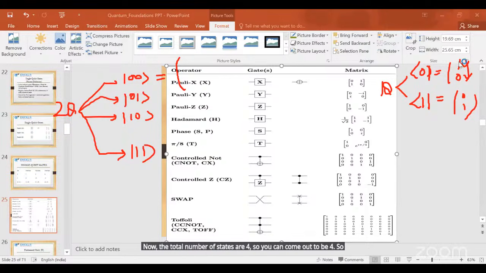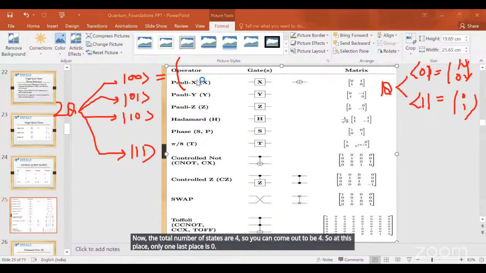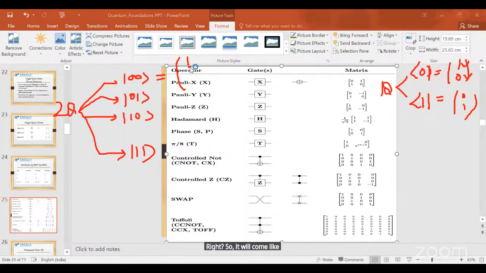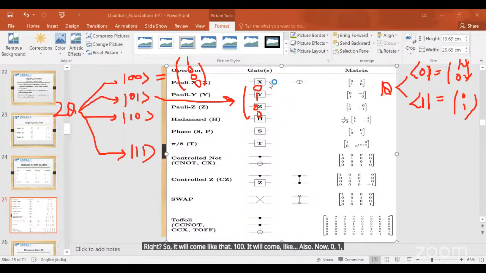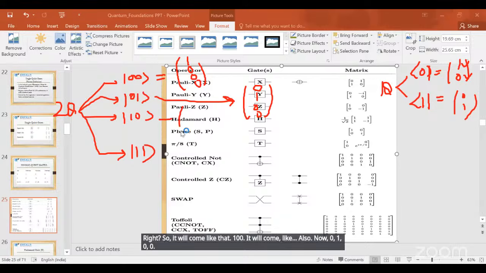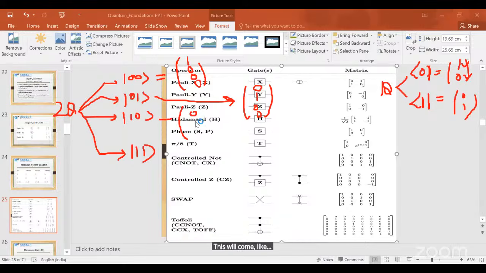So at this place, only one, the last place is 0. It will come like 1, 0, 0, 0. Also, now 0, 1, 0, 0. This will come like 0, 0, 1, 0. And this will come like, see, 1 is here. That means 0, 0, 0, 1.